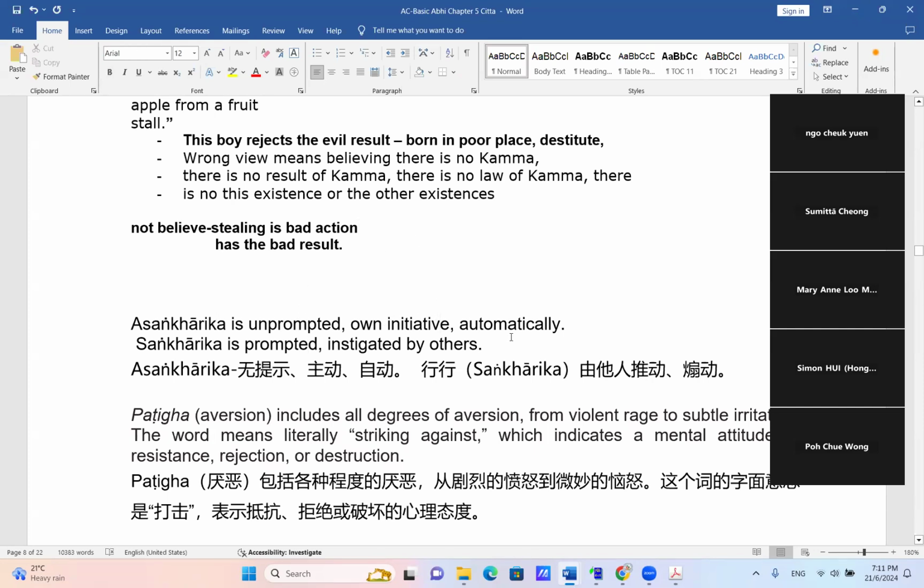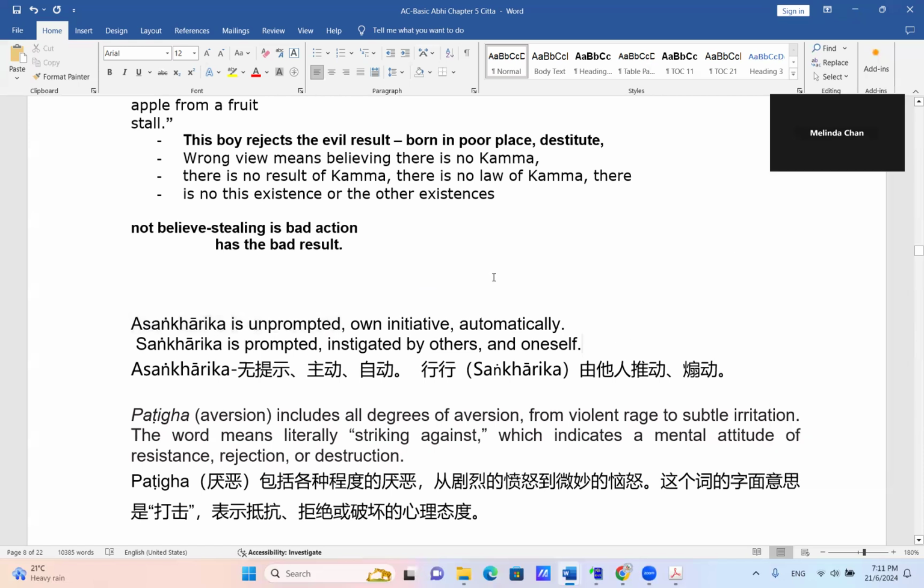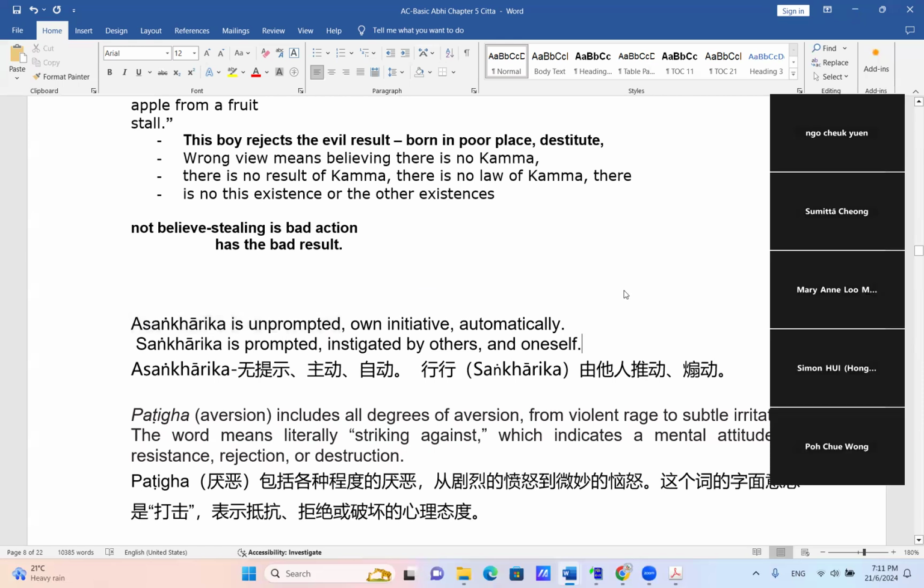Prompted means prompted by somebody else, but it also includes prompting oneself. For example, if you do a good deed but had to prompt yourself to do it, it is not such a strong good deed. But if you do a good deed out of automatic goodwill, it is considered unprompted. In this case, if somebody kills unprompted, it is considered more bad karma compared to somebody who was prompted by someone to kill.